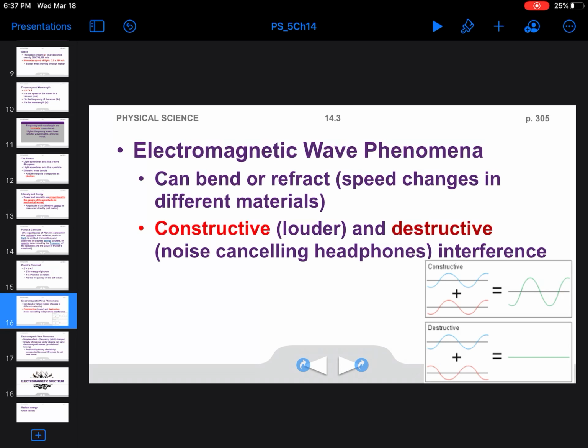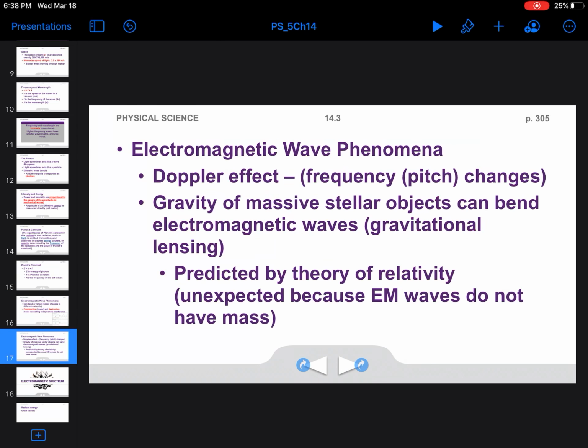As you can see, an example of a destructive wave is noise canceling headphones. They actually use interfering waves to cancel the noise, the wavelengths of the sound coming in the headphones. So that's how they work, and I encourage you to study that further. If you need any further explanation, ask me or Miss Arthur, and we will offer you further definition of that.